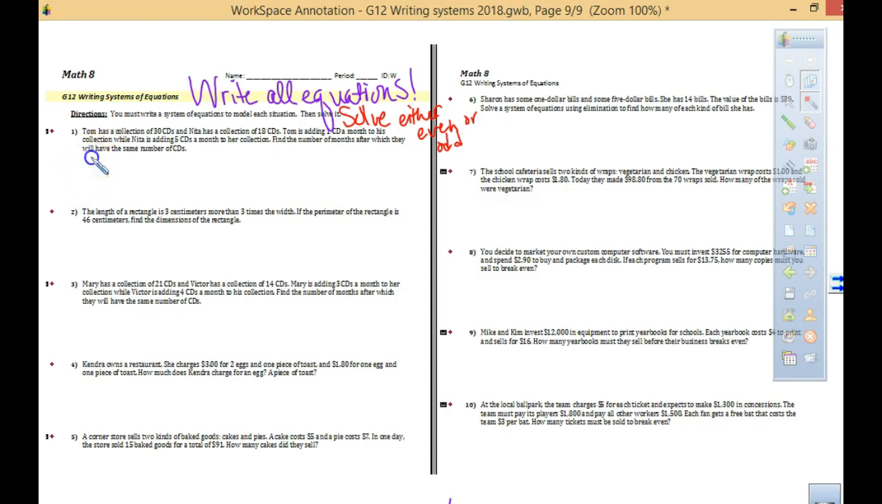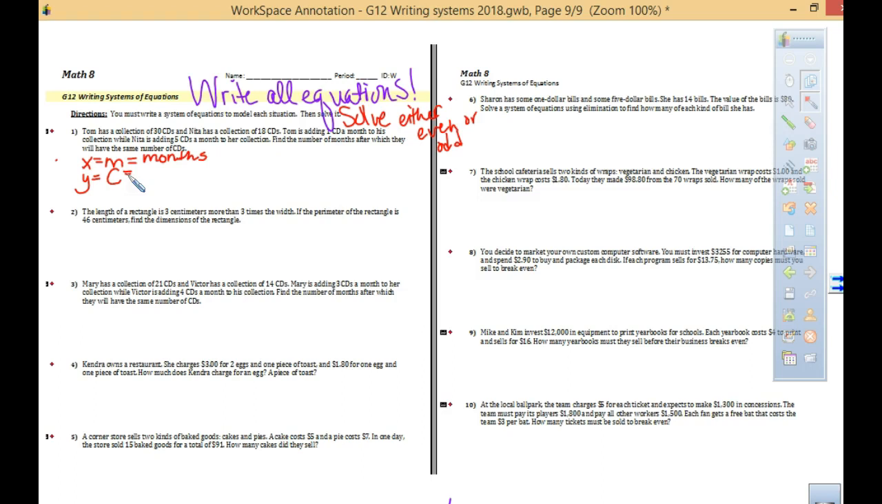Almeida is advertised to add a CD a month to her collection. Find the number of months after which they will have the same number of CDs. I might use x or I might use m, right? Why would I use m instead of x? Because we're talking about the number of months, right? And it's asking us when the two are going to be the same. I might use y or I might use c, because c stands for what? The number of what? CDs.